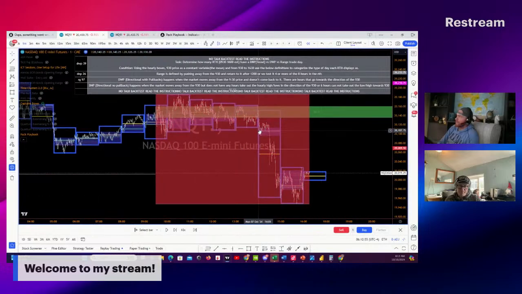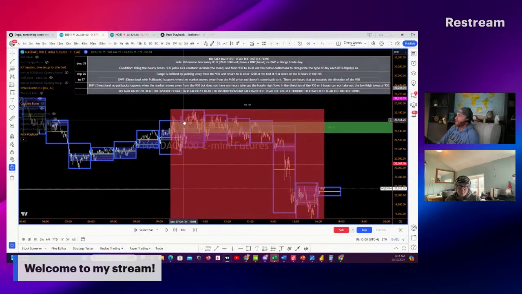Because out of this whole day, 1, 2, 3, 4, 5, 6, 7, 8, 9 minutes we trend. All right, 9 minutes, right? But what did we say defines a range? The range is defined by pushing away from the 930 and returning to it after 12, or we test it 4 or more of the 8 hours in the RTH. 1, 2, 3, 4, 5, 6 of the hours we touched the 930, right? So we consider this a range day.